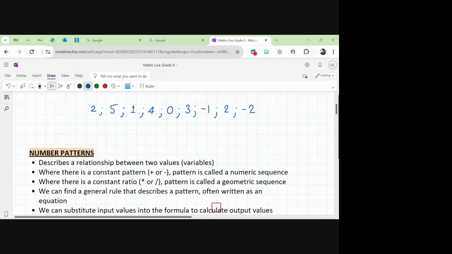Anybody? I'll give you a hint. Try adding and subtracting. Unati, tell me, what do we think? So you have to add 3 and then minus 4 and then add 3 and minus 4. Oh, lovely, amazing. +3 minus 4 +3 minus 4, and you've got it spot on. Amazing work. That's exactly it.